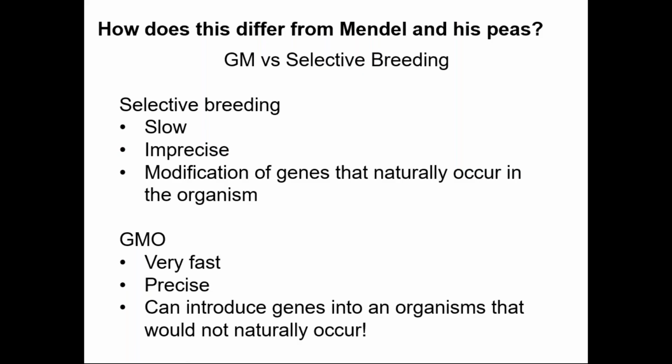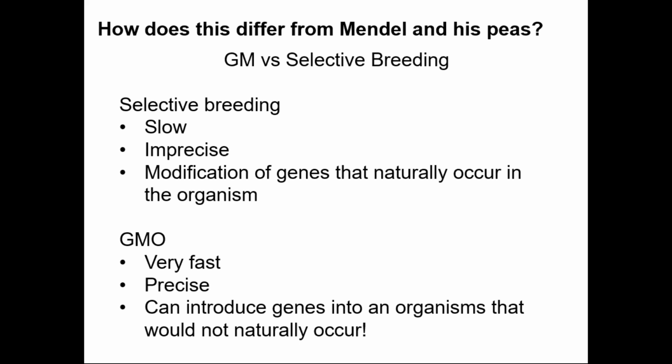So the difference between selective breeding and GMO is that selective breeding is slow, it is imprecise, and modifications of genes that naturally occur in the organism will take place. GMOs, on the other hand, are very fast, but very fast doesn't mean it's going to happen in a day or two. You will see in one of the slides how long it takes for a GMO to be released.